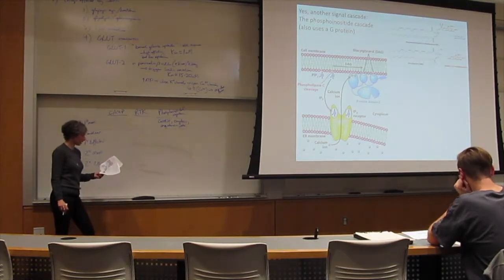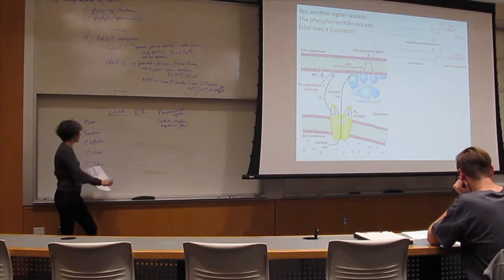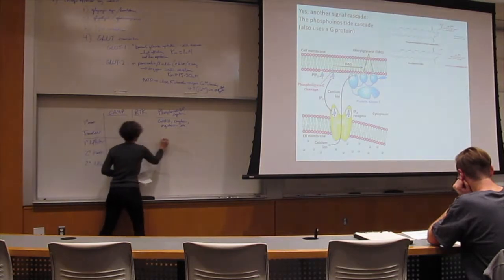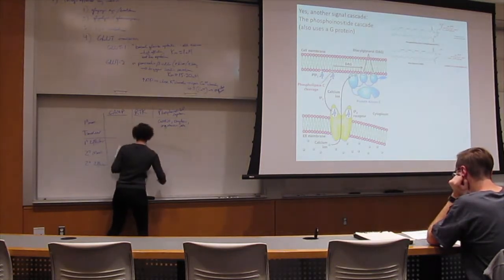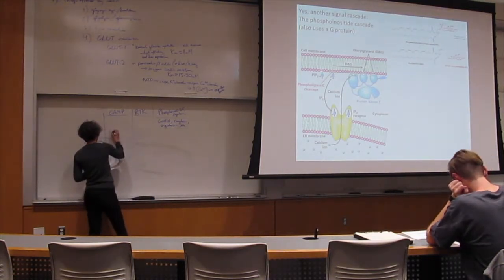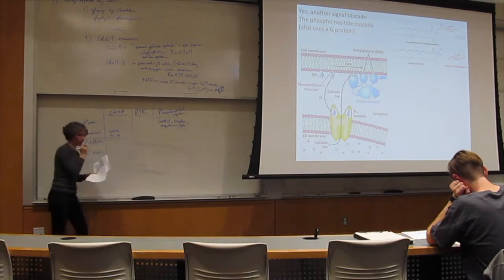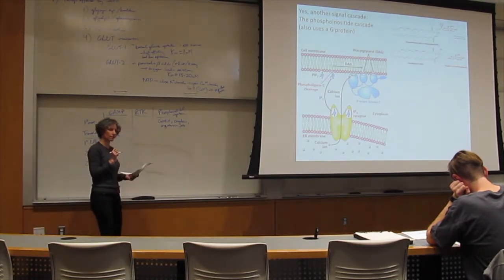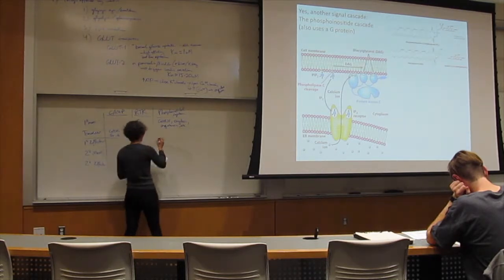Okay, so my transducer. What was it for cAMP? What was my transducer in the cAMP pathway? The G protein coupled receptor. Okay, and this included the stimulatory and the inhibitory alpha subunits, right? Guess what? The phosphoinositol system also works via a G protein coupled receptor.